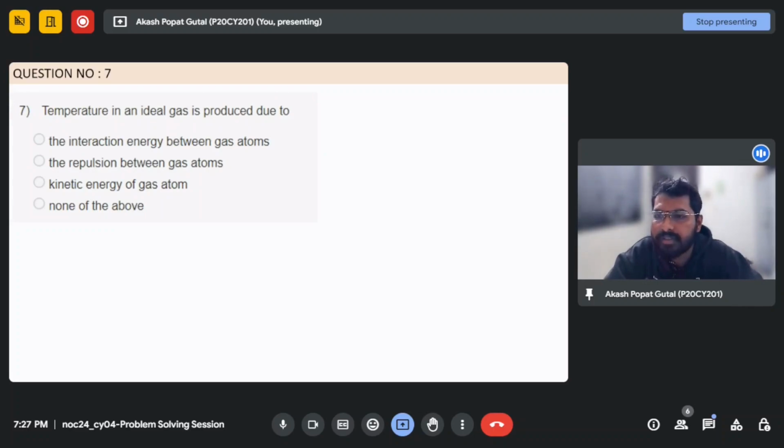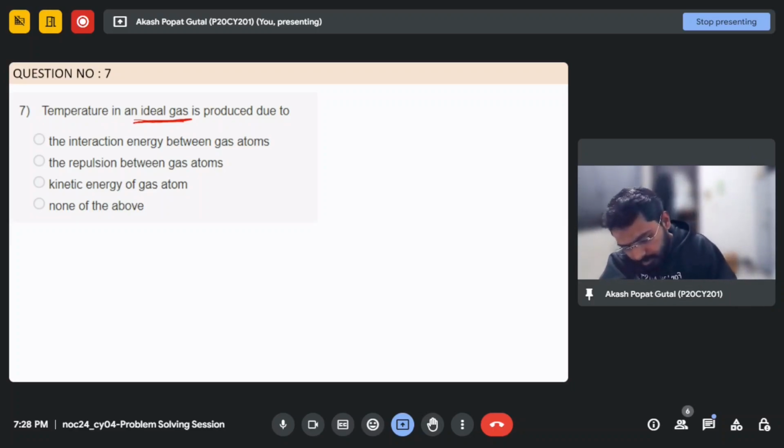So the next question is, temperature in an ideal gas is produced due to the interaction energy between the gas atoms, the repulsion between gas atoms, the kinetic energy of the gas atoms, or none of the above. Remember, it is for an ideal gas. Can you answer? Kinetic energy of the gas atoms. Yeah, absolutely, because it's only for the ideal gas.